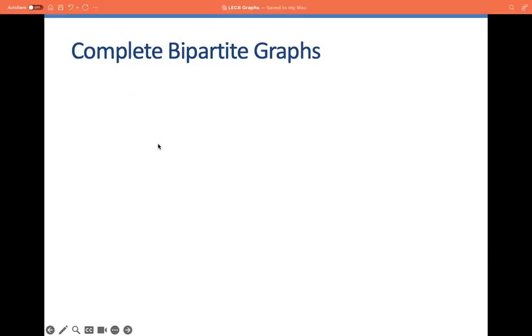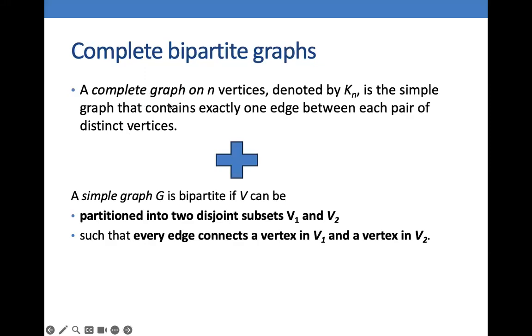Okay, now let's move on to complete bipartite graphs. When we say complete graph, just a quick review from the previous topics, and if you want to know more about complete graphs, you can watch my separate video on this. A complete graph on n vertices, denoted by K sub n, is the simple graph that contains exactly one edge between each pair of distinct vertices. So what we mean by complete graph is that every vertex is connected to every other vertex.